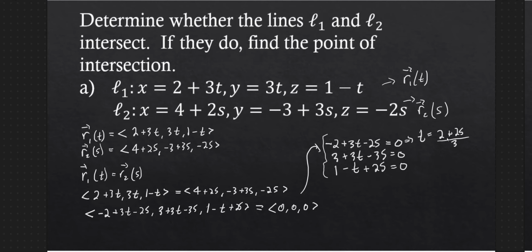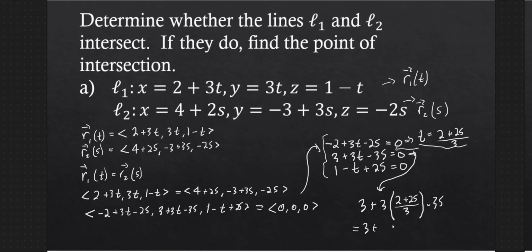And now I can take this and plug it into one of these other two. So which one? Who knows? I'm going to try this one. So now take this and plug it into this equation. Plugging that in, I have 3 plus 3 times 2 plus 2s over 3 minus 3s. And what's that equal to?